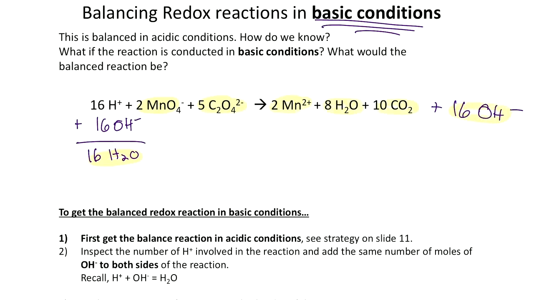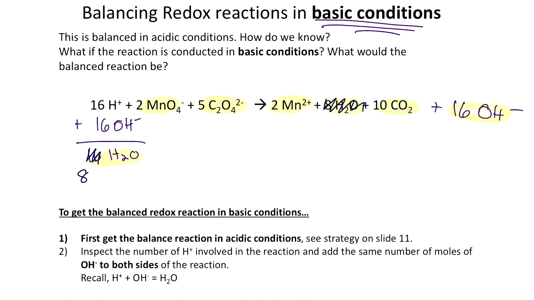Can I simplify this any further? There's some waters that I can cancel. So I can balance it even further by canceling those waters. So I can cancel out all of those 8 H2Os, and that becomes 8 over there. Right? So the method here for balancing in basic conditions: just start with the acidic condition, 7 steps, and then add OH minus to neutralize any H plus that is in your balanced reaction. That's basically it. And that's the easiest way to do it.